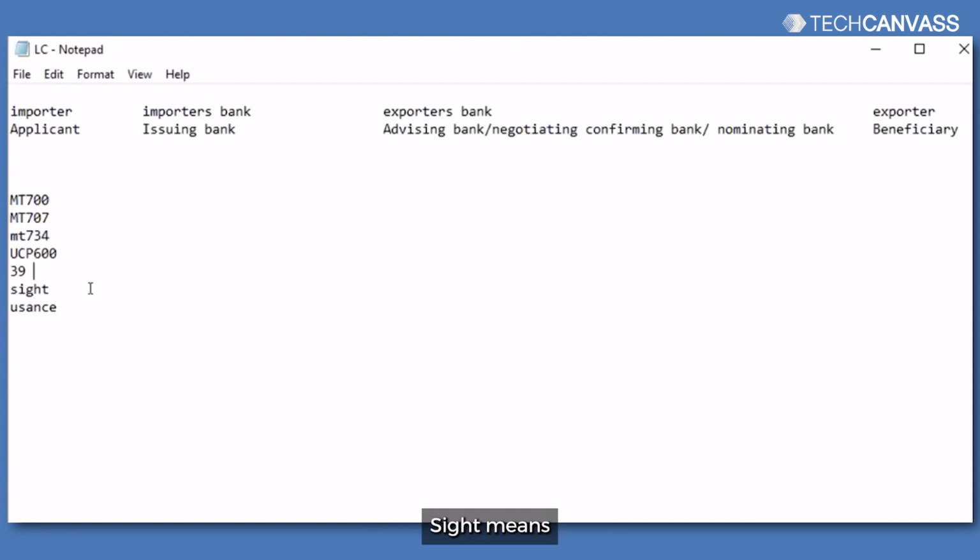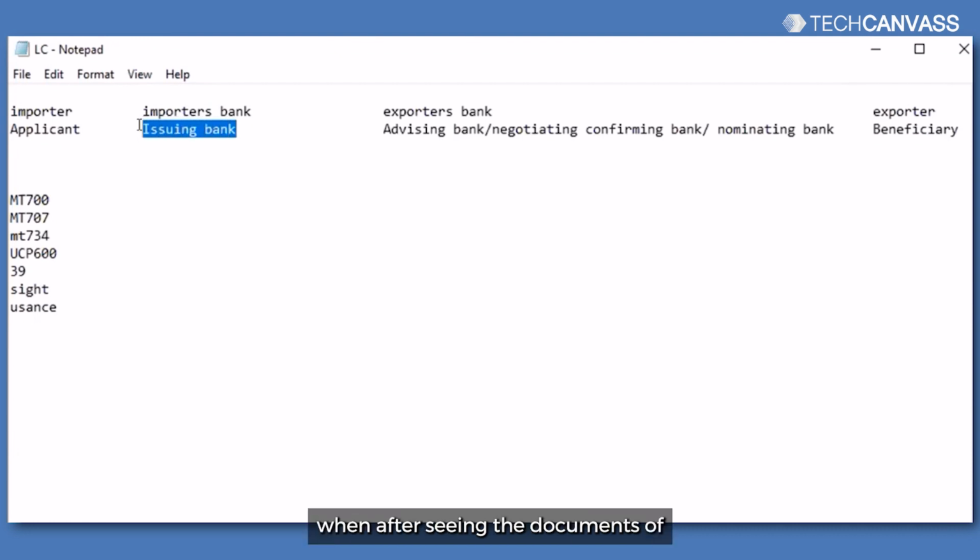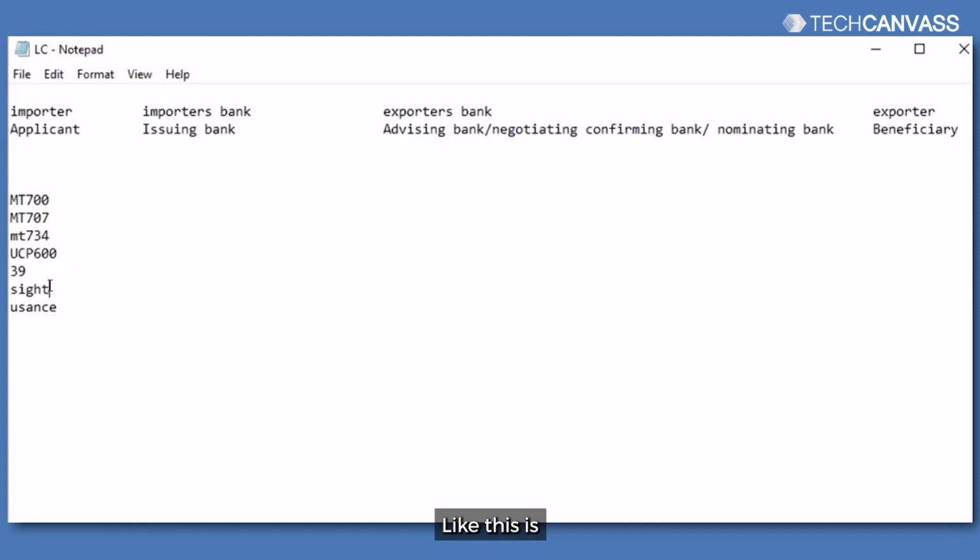Sight means whenever the issuing bank gets the documents, if everything is fine after seeing the documents, then they will debit the customer account and pay the exporter bank. This is a sight payment: whenever the issuing bank gets the documents, and if everything is clean, the issuing bank has to pay. The usance is like that. It will be paid on a future date.